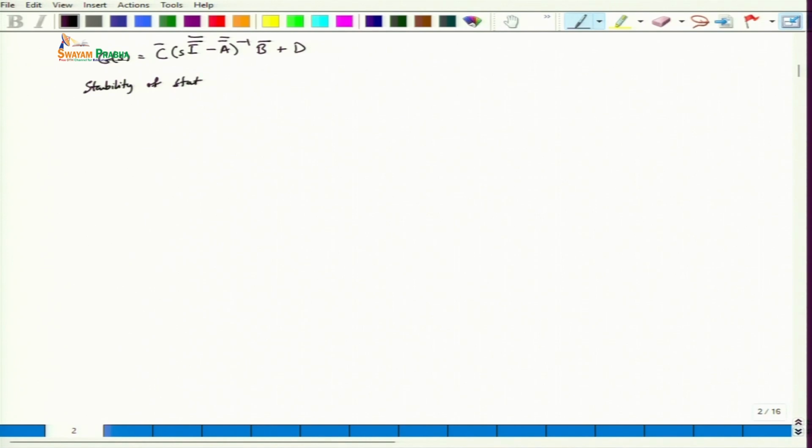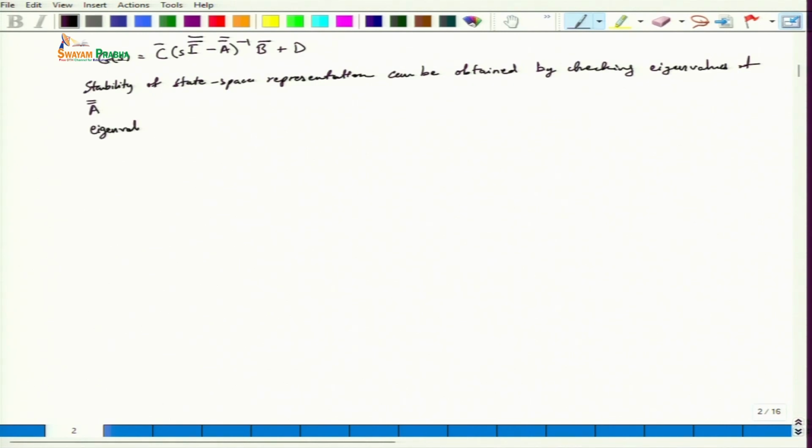And the stability of this system given in the state space representation can be obtained by checking the eigenvalues of A. So, basically the eigenvalues of A are the poles of the system, because if you see this representation, that is this part sI minus A, this denotes the characteristic equation and is quite similar to the method we use for finding the eigenvalues.